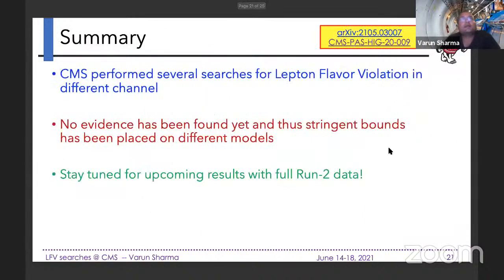So that was it. CMS performs several searches for lepton flavor violation in different channels. We haven't found any evidence, but put very stringent bounds on different parameter space of different models. So stay tuned for the upcoming results with the full Run 2 data for the analyses which are under way. Yeah, that's it. Thank you.